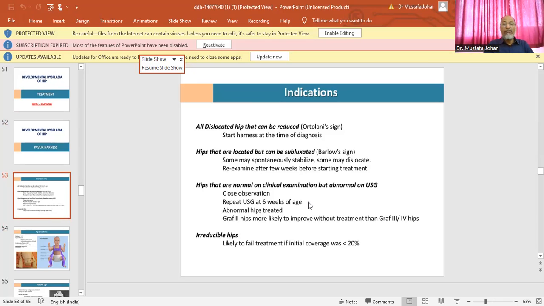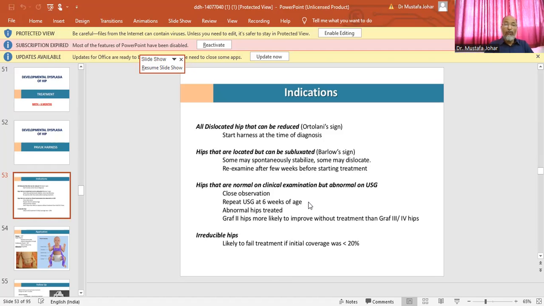Hips that are located but can be subluxated, that is the Barlow sign, or the hip is dislocatable on the day of examination, most probably on the day of the birth. Some may spontaneously stabilize and some may be dislocated. So there are two varieties in the dislocatable. Some may get dislocated and reduce spontaneously by the activity of the child, but in some it may remain dislocated, and you have to reduce it and put the Pavlik harness, and re-examine after a few weeks before you start the treatment. So you have to start the treatment after a few weeks.